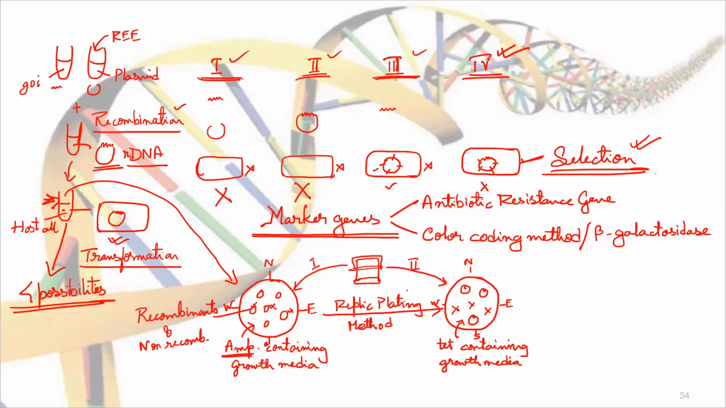Thus, what does it prove? That these are the three colonies which did not grow in tetracycline-containing medium. They are the recombinants. The rest are non-recombinants. So you can now easily isolate these bacteria from these colonies, which are recombinants. This is called the replica plating method. It is a little cumbersome method, but it is one method which can be carried out.